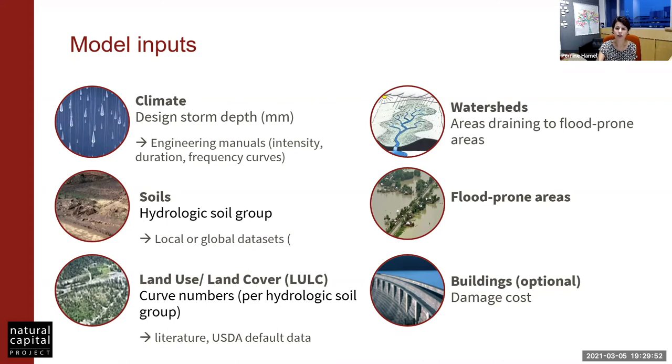Other inputs include the watersheds or sub-watersheds. So the user can define if they want to aggregate at a coarse or fine scale. Flood-prone areas, which can be based on historical information and observation. They can be available from some of the local government agencies as well. And finally, these buildings and damage cost for each building, which is an optional input if one wants to go to this valuation step.